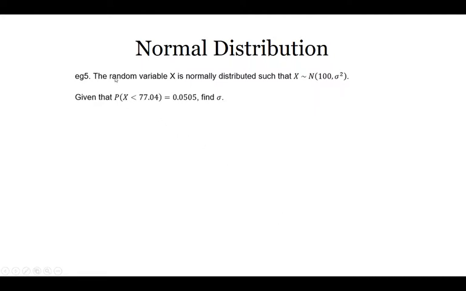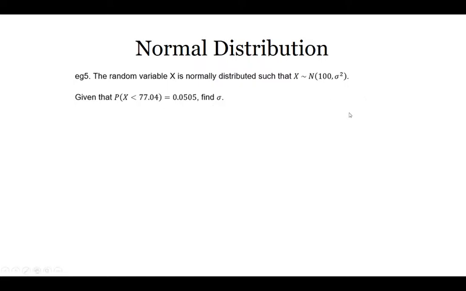Example 5. The random variable x is normally distributed such that it has a mean of 100 and an unknown variance. We are told that the probability of x being smaller than 77.04 is equal to 0.0505. The objective is to find sigma, the standard deviation.